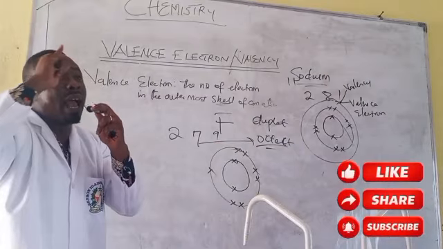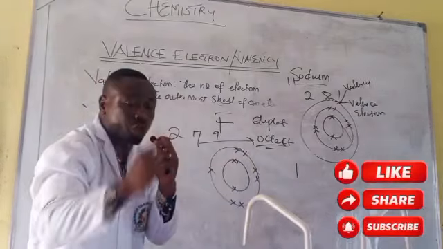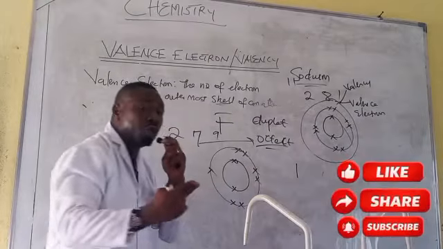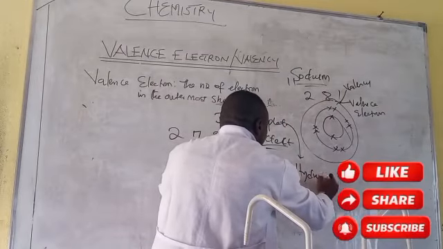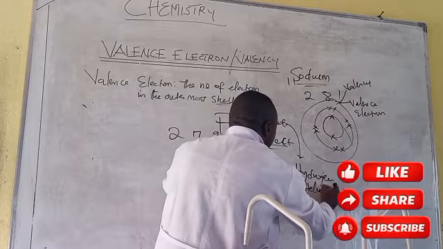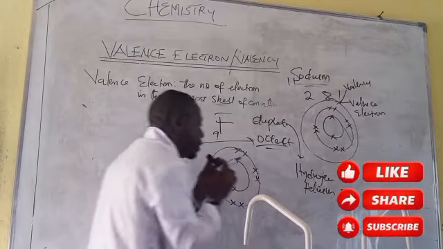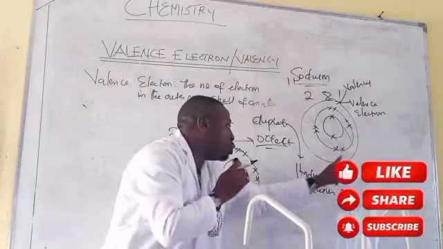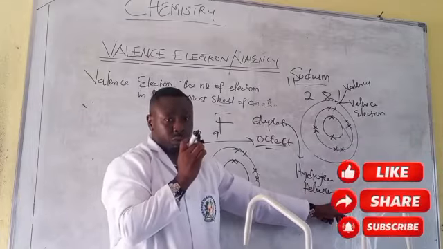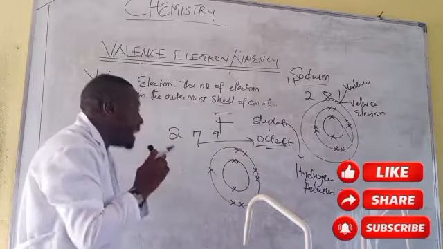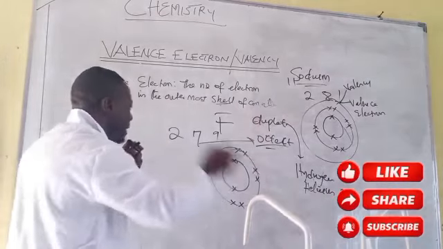Like hydrogen, which is 1. Hydrogen needs 1 electron to add to this 1 to become 2. We call that the duplet rule. So hydrogen and helium obey the duplet rule because hydrogen is 1, helium is 2. While helium is already 2, a duplet. So other elements need extra electrons to become octet.